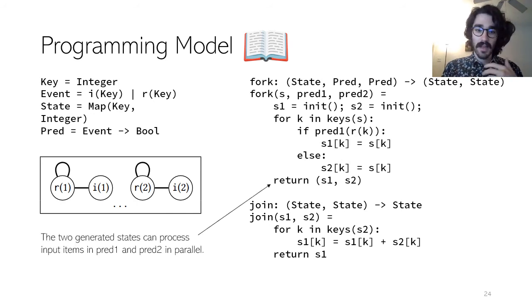And these two generated states that fork produces can actually process input items in parallel, as we said. And as I also said, predicate 1 and predicate 2 are partitions of input events, and the fork needs to be defined on any two partitions that contain independent but not necessarily disjoint input items. For example, increment for 1 could exist in both of these partitions, and our fork needs to handle this.